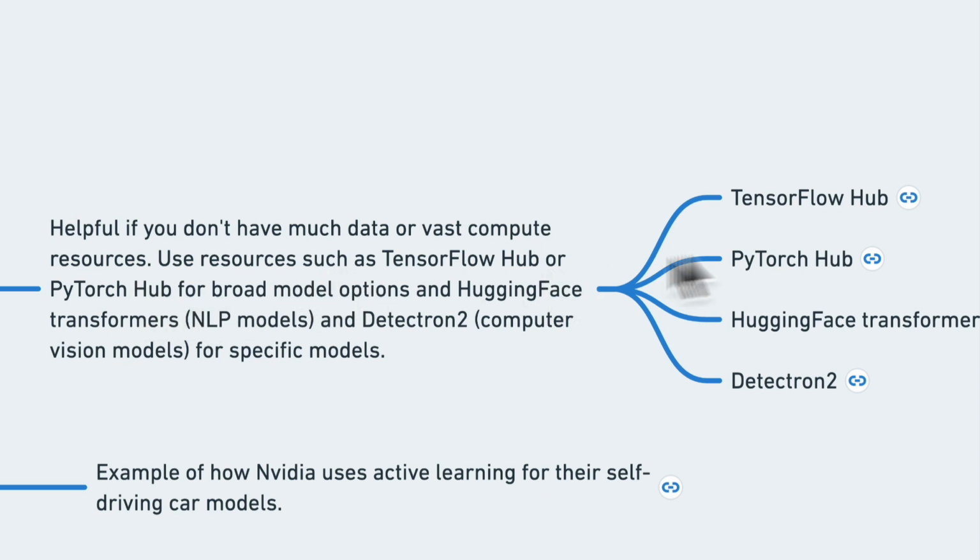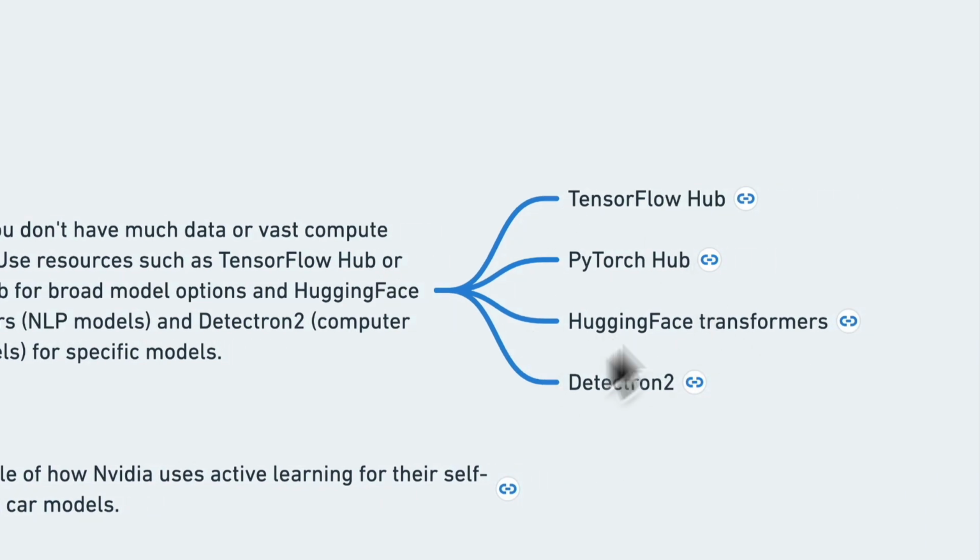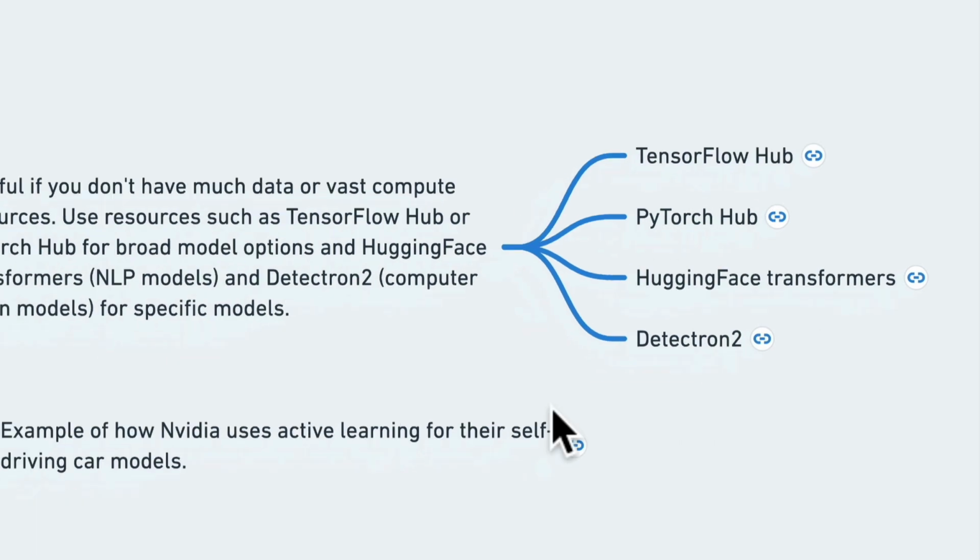So use the following resources for different transfer learning models: TensorFlow Hub, PyTorch Hub, Hugging Face transformers, Detectron2, to name a few.